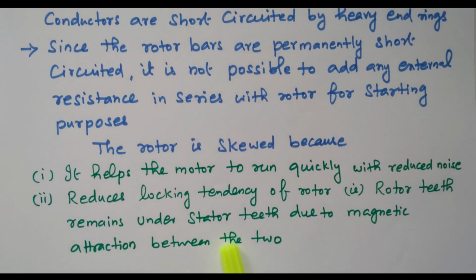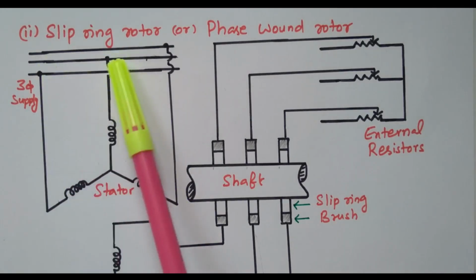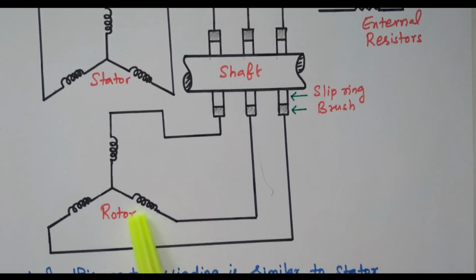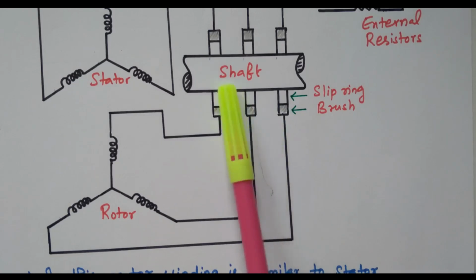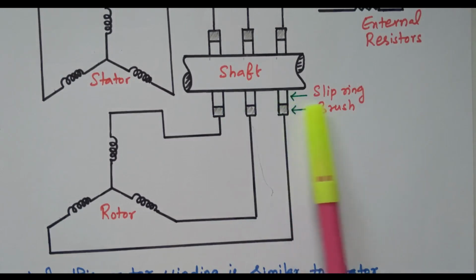Now we'll go to the second type, the slip ring rotor or phase wound rotor. In the slip ring rotor or phase wound rotor, separate windings are available for the rotor. Consider this is the stator. A 3-phase supply is given to the stator. We have the rotor available here, which is also star connected, and it is connected to the slip ring. So these are the windings. The brushes are available, and through the brushes the supply is given to the rotor windings. This is the shaft. The shaded portion is the brush, and this portion is the slip ring.